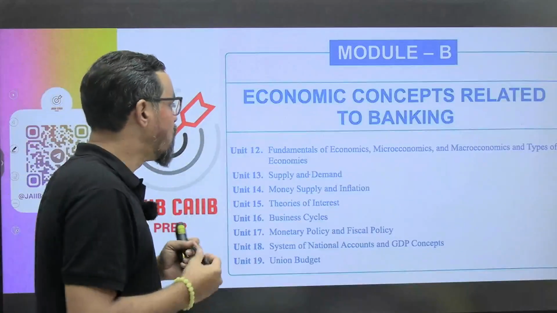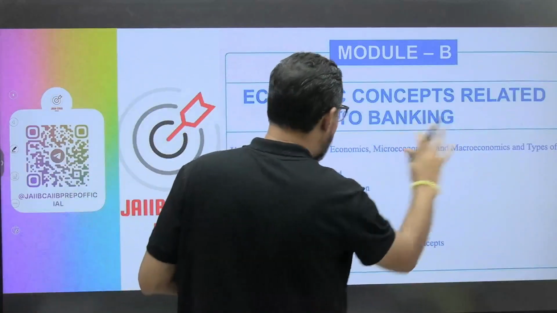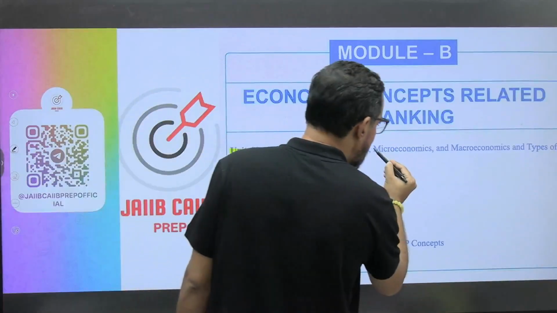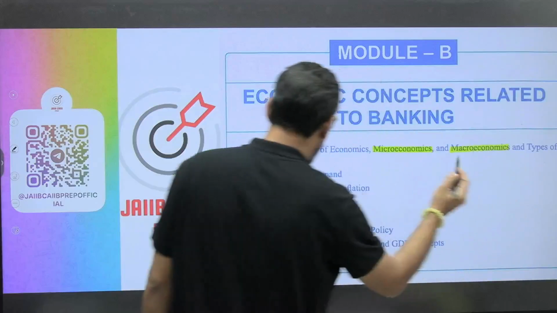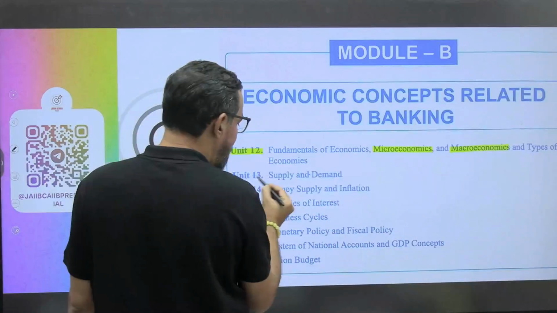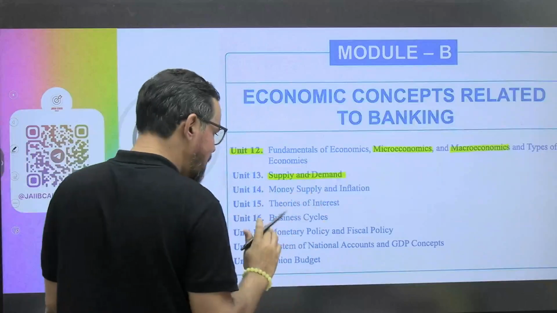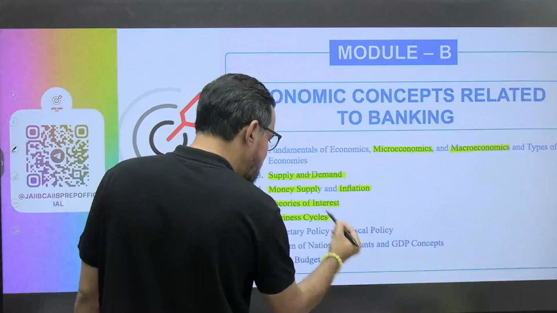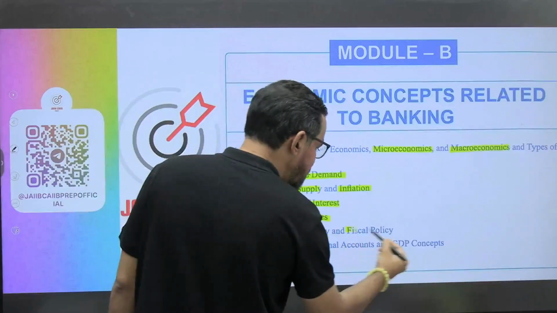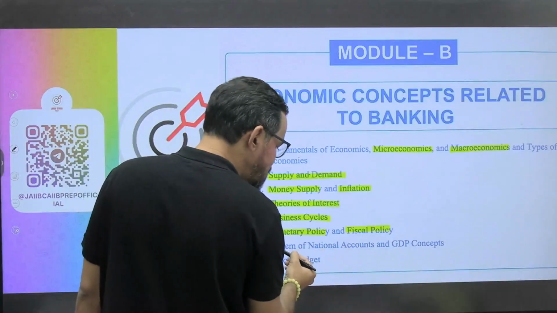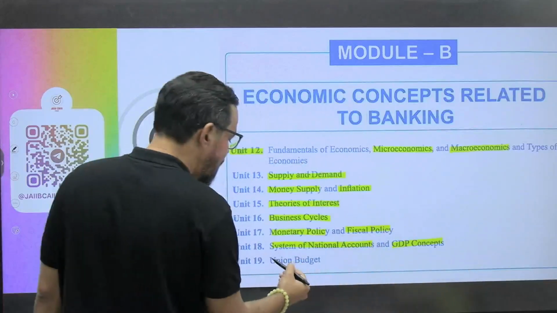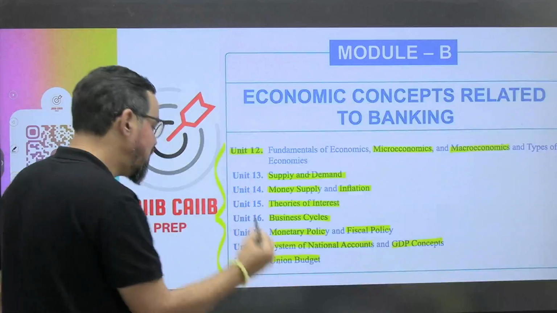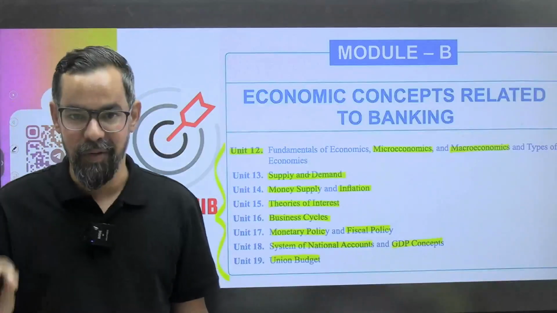module, right? So economic concept related to banking, which starts with your fundamentals of economics, microeconomics and macroeconomics, and type of economies. Then we have law of demand and supply. Then we have money supply and inflation, theories of interest, business cycle, monetary policy and fiscal policy. Then we have system of national accounts and GDP concept. And the final one is union budget. And you can expect a question from each and every single unit in your upcoming examination.